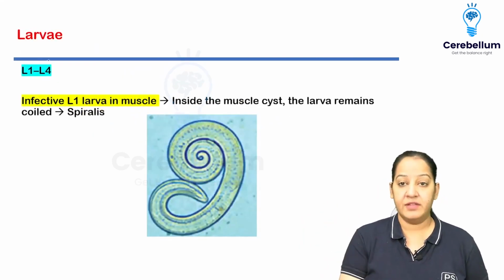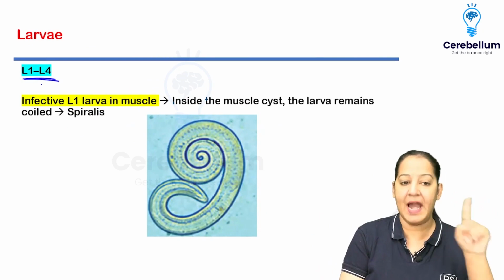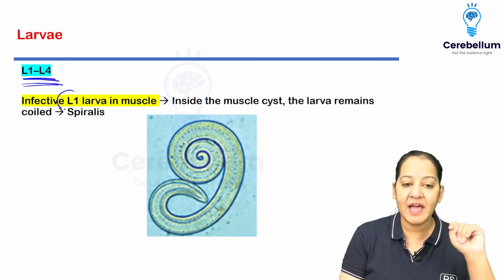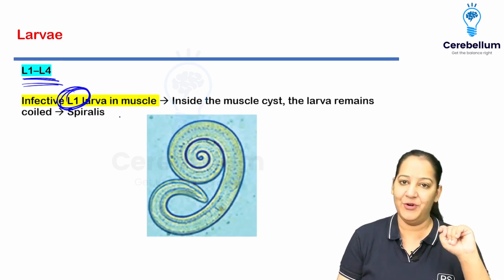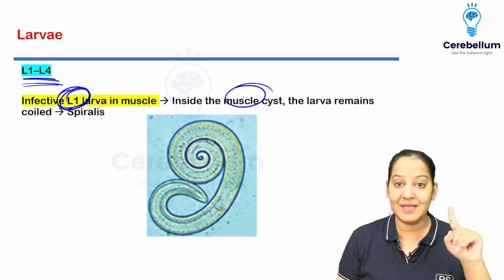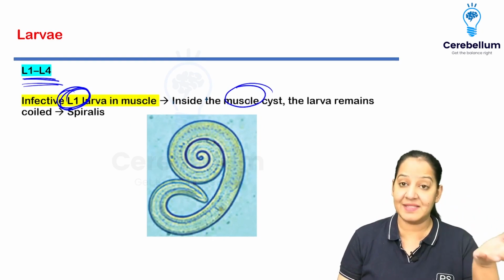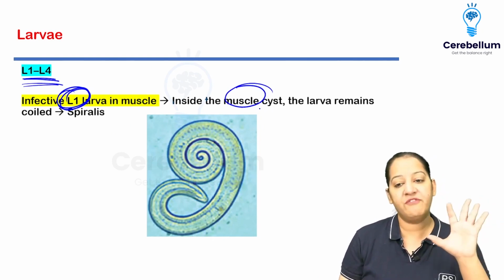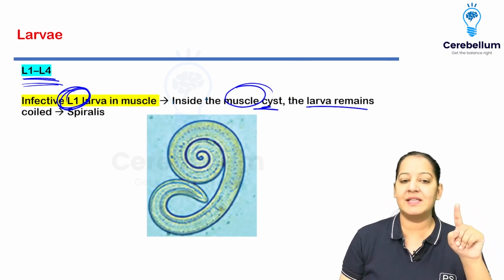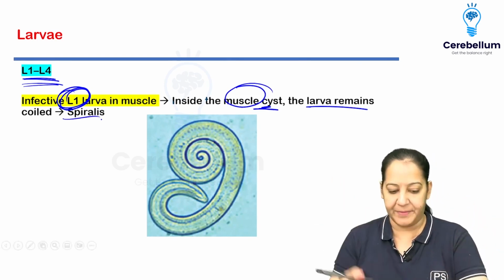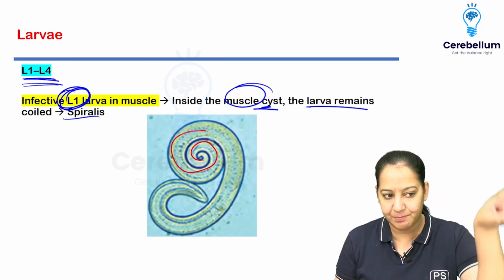Now coming to the larva, there are 4 stages in larva, L1, L2, L3, L4. Among them, L1 is infective for humans. L1 resides in the muscle of the human, the skeletal muscle, and inside the skeletal muscle, this L1 will form a cyst. And inside that cyst, the larva will remain in the form of a coiled appearance. That's why it is known as spiralis.